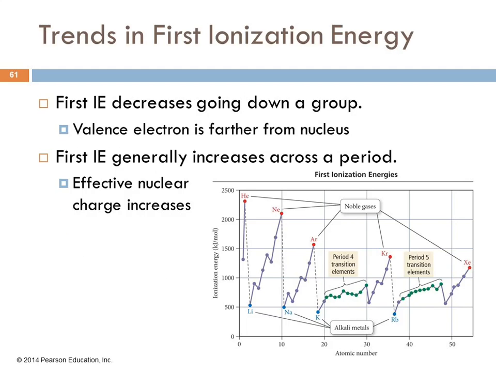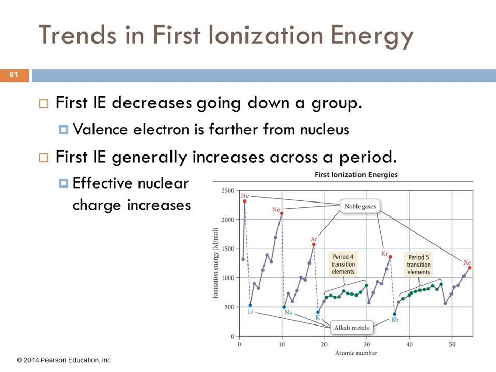What we observe is that the first ionization energy decreases as we're going down a group. So here are the noble gases: helium, neon, argon, krypton, xenon. As we go down the noble gas group, the ionization energy becomes less and less and less. This is because those valence electrons are farther from the nucleus.